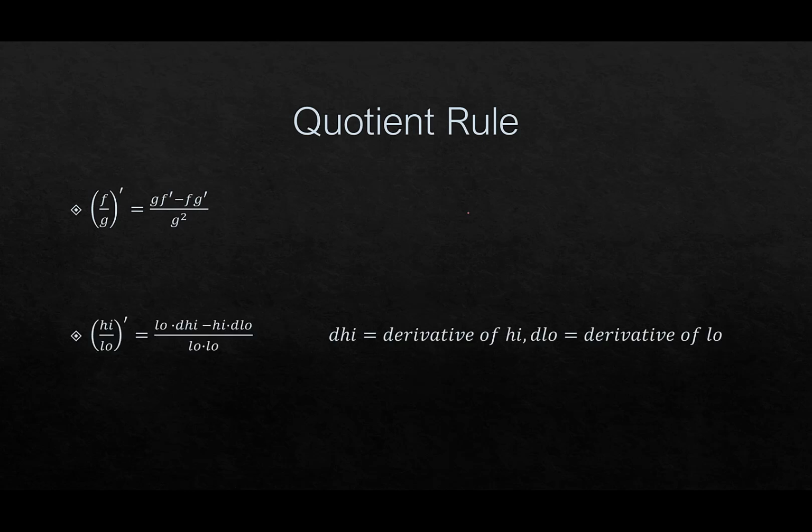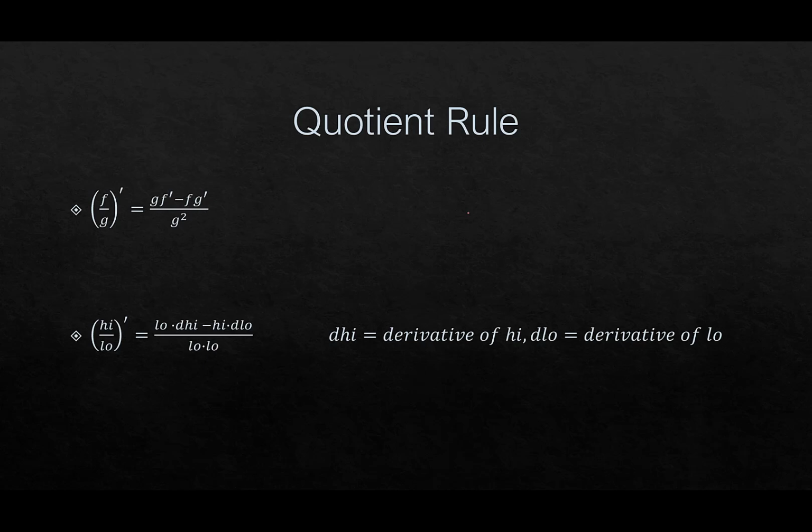You can say this a different way, which is how I tend to say it. The part that's on top I call high, the part that's on bottom I call low. So high is the numerator, low is the denominator. Then the derivative is low d high minus high d low over low low. D high means derivative of high, so the derivative of the top. D low means the derivative of the bottom. I just find this one's easy.